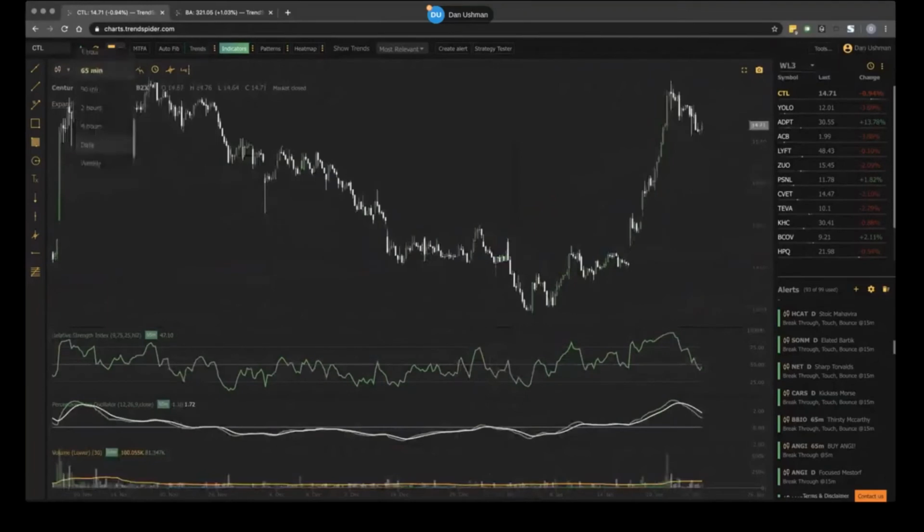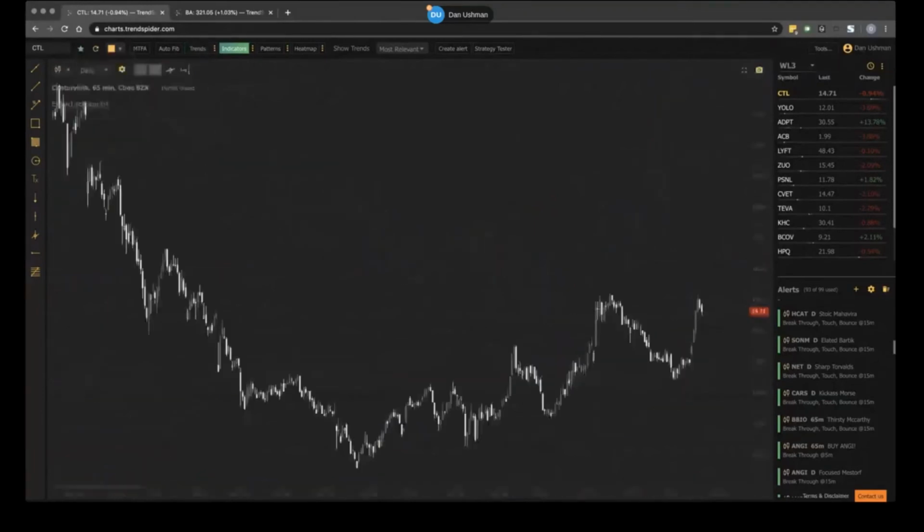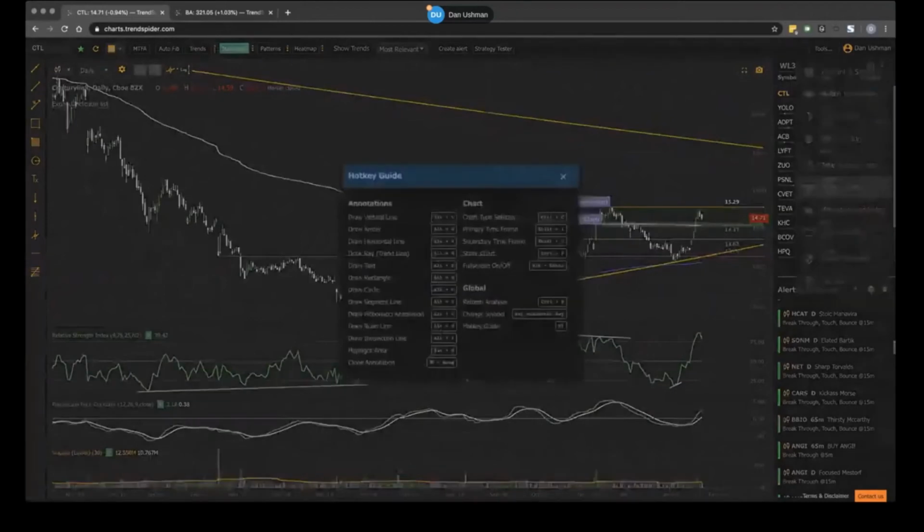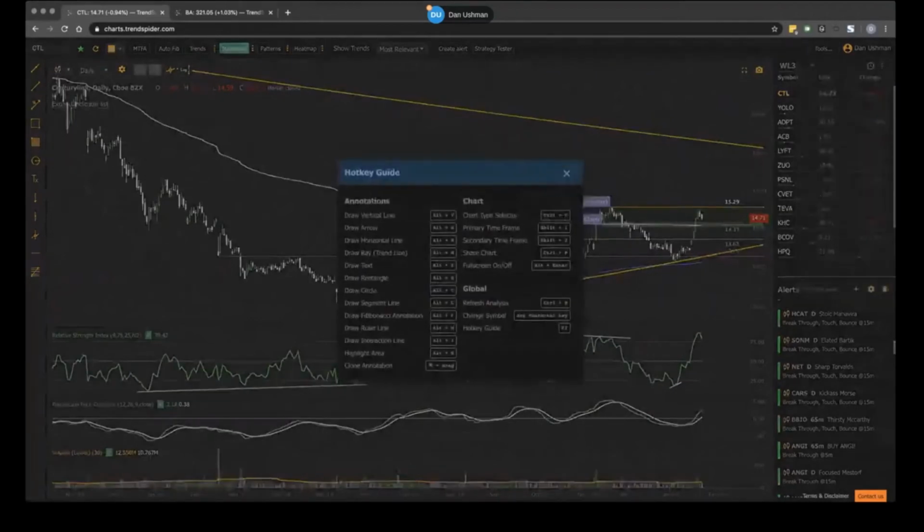And then also for people interested in hotkeys, if you go to the user menu in the top right, there's a little hotkey guide box that you can click, and it'll give you all of the hotkeys in the system, so you can see everything that you can do with your keyboard.